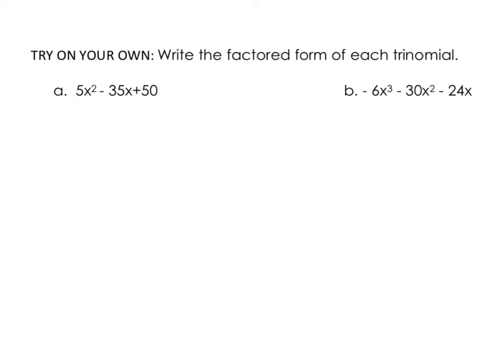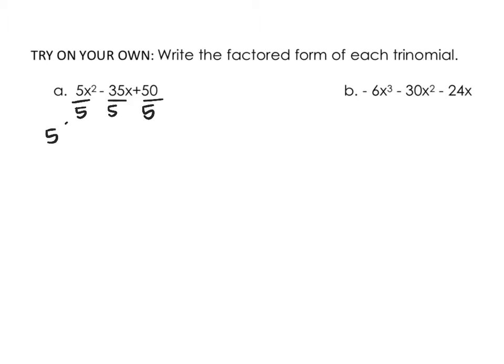So I always need to start off by looking for a GCF. On A, I see that I can divide all of these by 5. Now, looking at x's, I had an x squared, an x to the first, and the 50 did not have any x's. Since the 50 did not have any x's, I cannot take x's out.